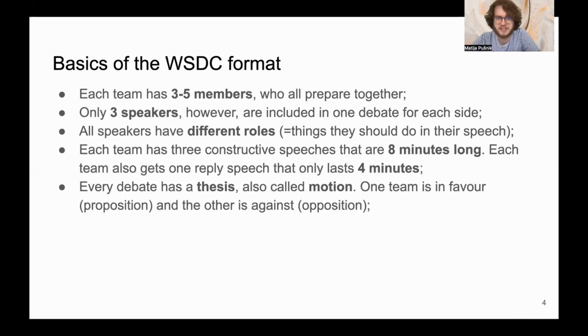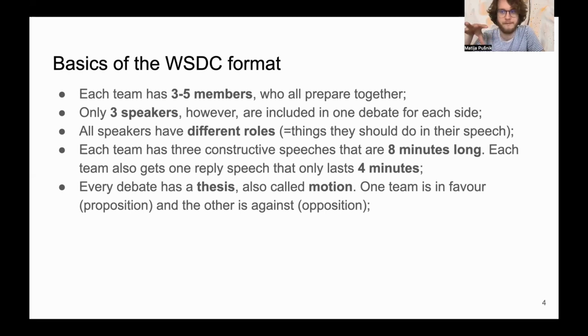Now, let's first start with the basics, and then we're going to go through the format speech by speech. First, each team has 3 to 5 members, and they all prepare together. However, only 3 speakers are actually included in the debate. You can have a team of 3 members only. You don't need 5. 3 is perfectly enough.